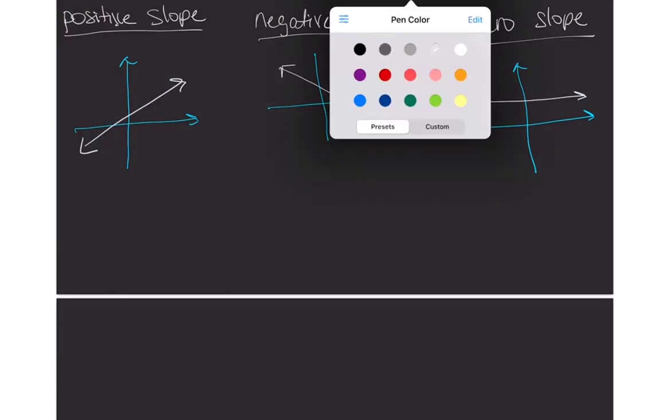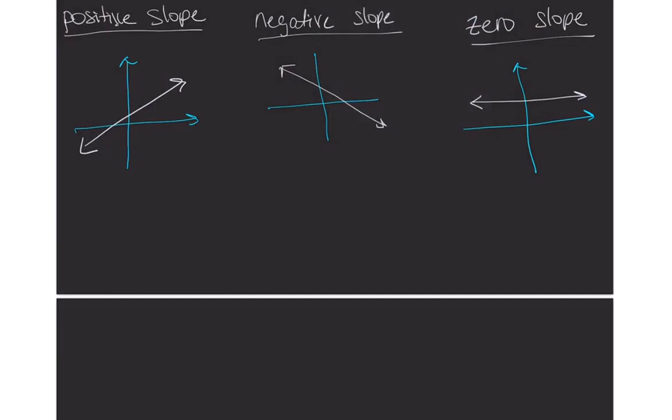And then last but not least would be an undefined slope. So I get my cute little xy coordinate plane. And if I have a perfectly straight vertical line, that would be undefined.